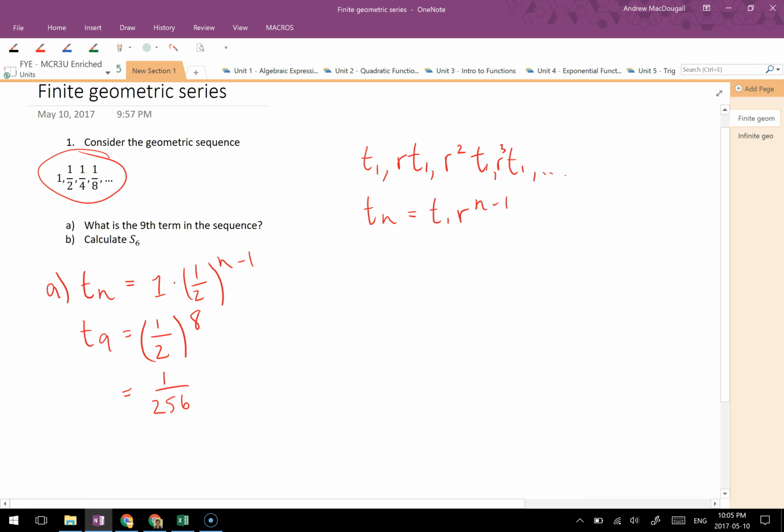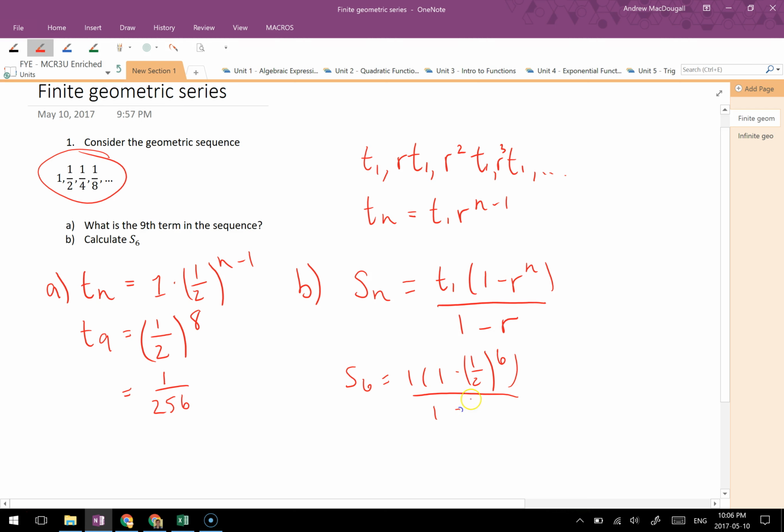Now we actually proved in class last day the formula for Sn. And that formula, in general, for a geometric series, where you're adding up the first n terms, is t1 times 1 minus r to the n, divided by 1 minus r. If you missed last class and you'd like to see a proof of this formula, just ask me next time I'm there. So in S6, it's 1 times 1 minus 1 half to the 6, all over 1 minus 1 half.